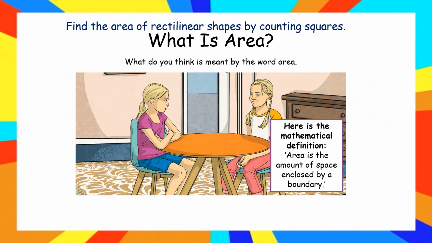Okay, when we are finding the area of rectilinear shapes, we still need to know the meaning of the word area. We already know the meaning of the word rectilinear. Now, let's discover the meaning of the word area. What do you think this means? Well, here is a mathematical definition. An area is the amount of space enclosed by a boundary.